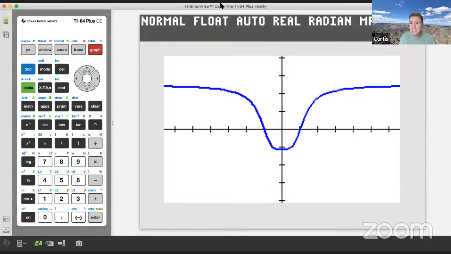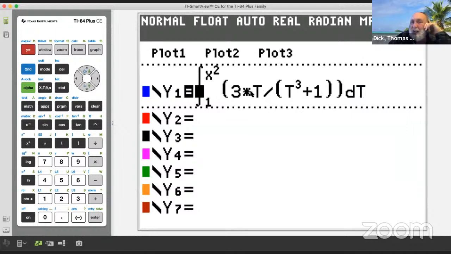And so that T that you were getting, you had to do alpha T to get the T in your equation. Oh, yes, I did. Yeah. And in fact, I could have used, let me go back to y equals. I could have actually used X here, just done my independent variable X.